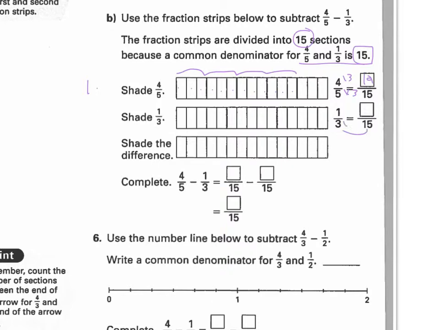To get 3 to 15, we multiply by 5. Should be 5/15. 1, 2, 3, 4, 5, which is 1/3. What is the difference from this part to this part? We can count what's left. 1, 2, 3, 4, 5, 6, 7. The difference is 7/15. 12/15 subtract 5/15 equals 7/15.